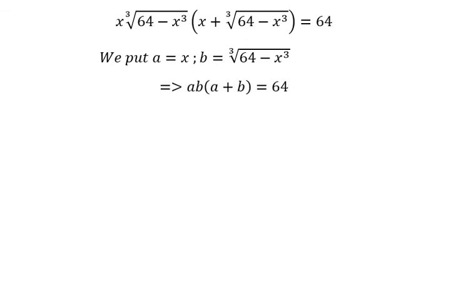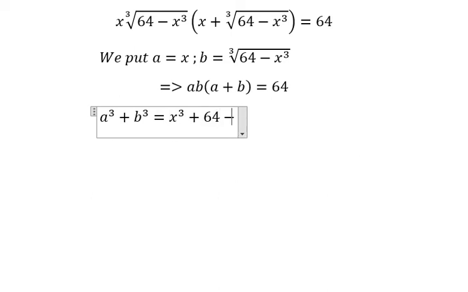Next, if we put a to the power of 3 plus b to the power of 3, you will get about s to the power of 3 plus 64 minus s to the power of 3. Because we put the power 3 next to the cubic root, that's why we have 64 minus s to the power of 3, and you got about 64 in here. Now we have the formula.